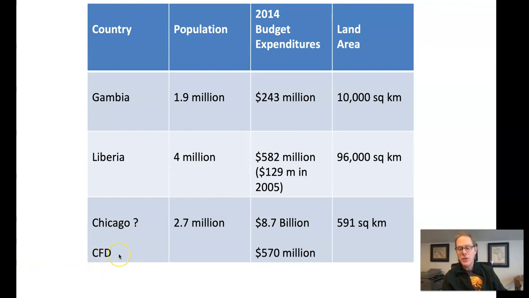CFD, Chicago Fire Department, had a budget of $570 million. Okay, let that sink in. The Chicago Fire Department has a budget which is 40 to 60% more, depending on the year, than they budget for the entire country of the Gambia.